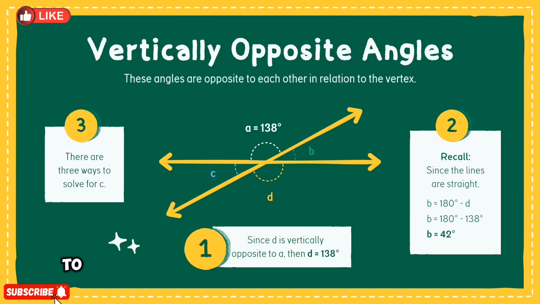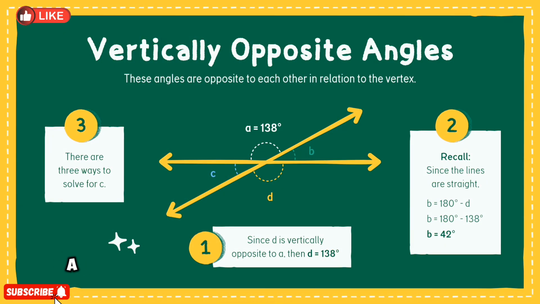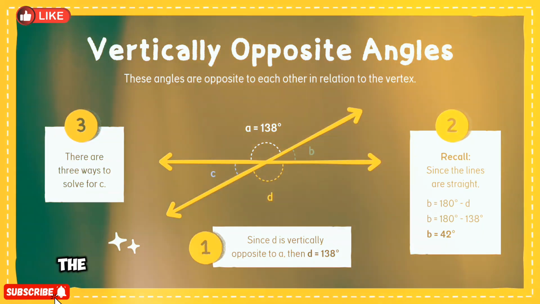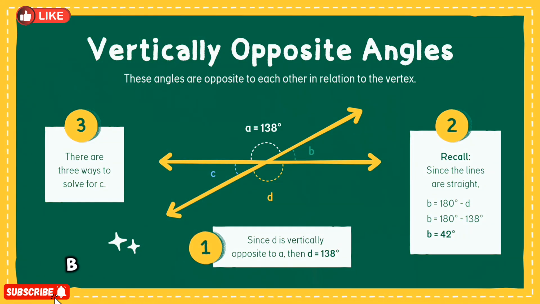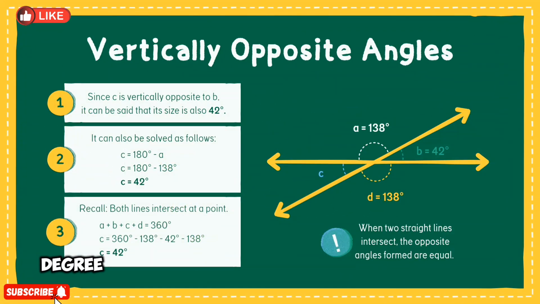For example, A is equal to 138 degrees. First we have to find the opposite angle of A. D is vertically opposite to A, so D is also 138 degrees. There are three ways to find the value of C. Now look at B. B is on the straight line, so the sum of 138 degrees and B equals 180 degrees. To find the value of B, we subtract 138 degrees from 180 degrees. Since C is vertically opposite to B, its size is also 42 degrees. This is the first method to find C.